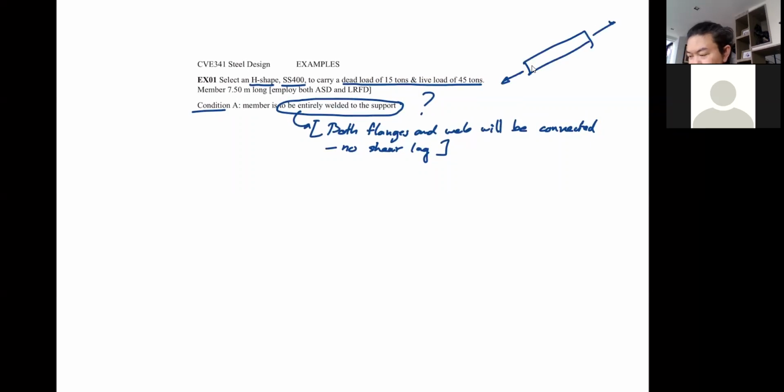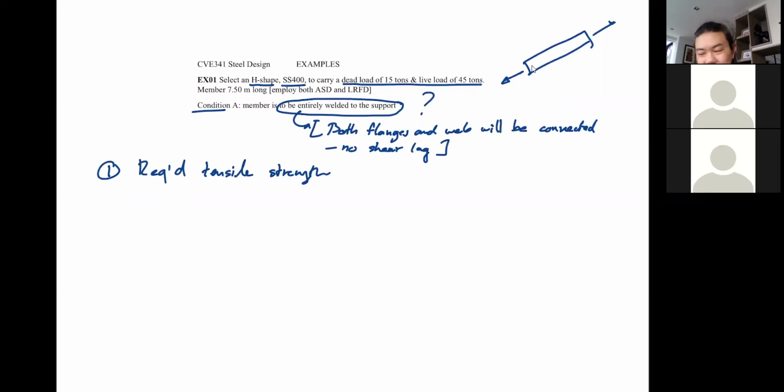Okay, so let's say step number 1. This is my required tensile strength. Do you want me to illustrate just ASD first or ASD and LRFD all together? Hello? Hey, are you still with me? I think together is okay. Together is okay, so fine.